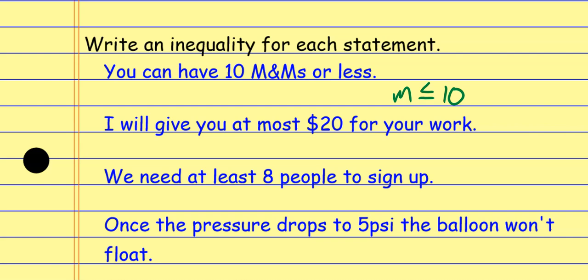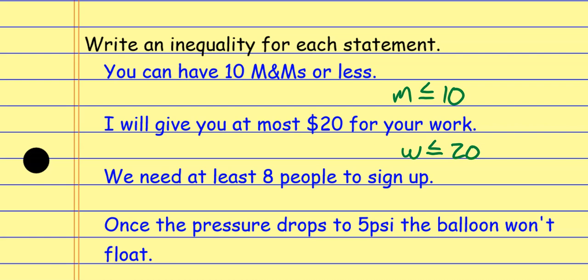Okay? If I look at the next one, it says I'll give you at most $20 for your work. So I'm going to use W for work. All right? It says at most $20. If I said I'm going to give you at most $20 for some job, it means that you're not getting any more than that. You'll get $20 or you'll get less than that. Maybe you didn't do a great job. So if you do the best job, you'll get $20. If you do anything less than that, you'll get less. And so when I think about that from that perspective, it's a less than symbol or equal to $20. See, the most you'll get is $20, so it's $20 or less. So W is less than or equal to 20.